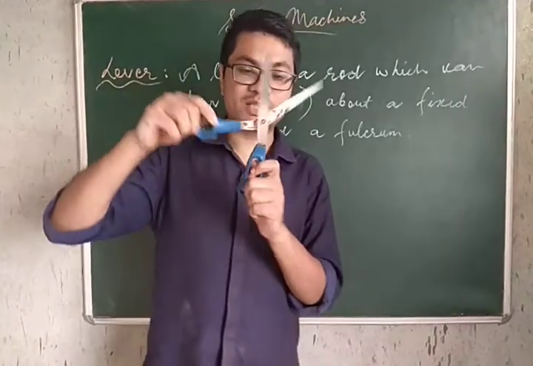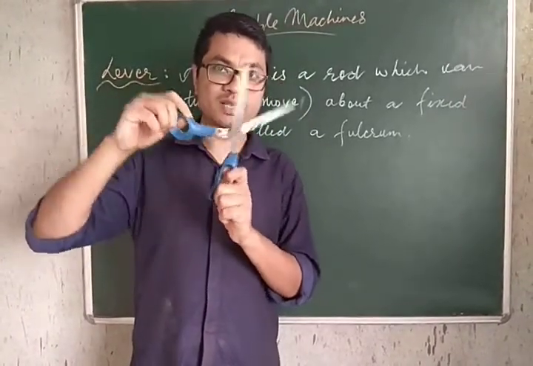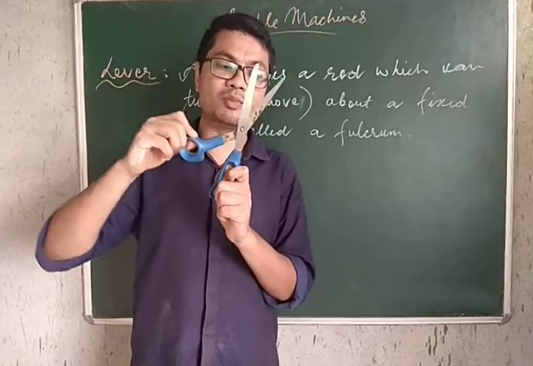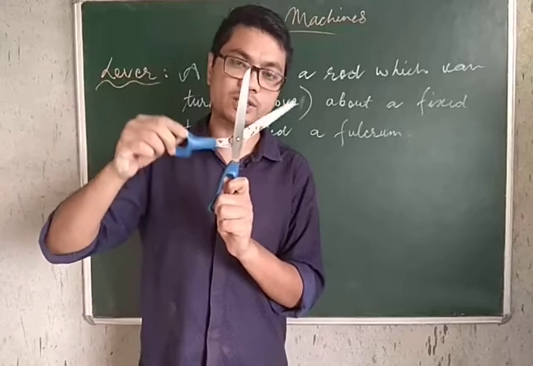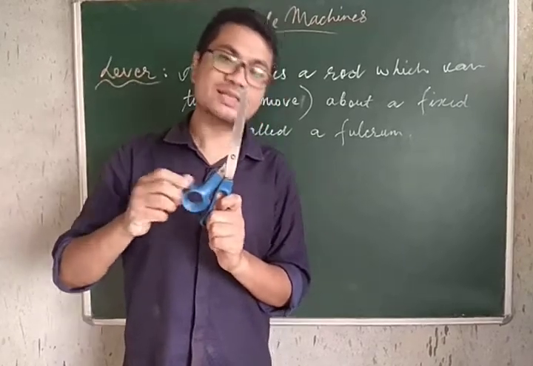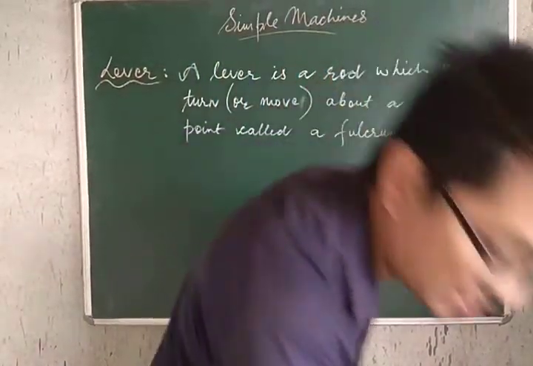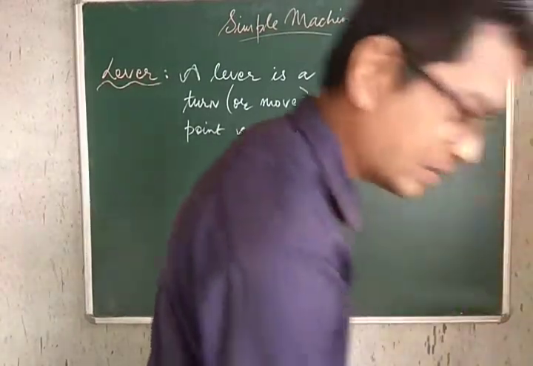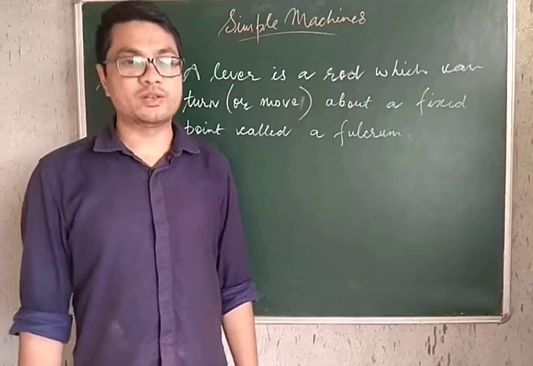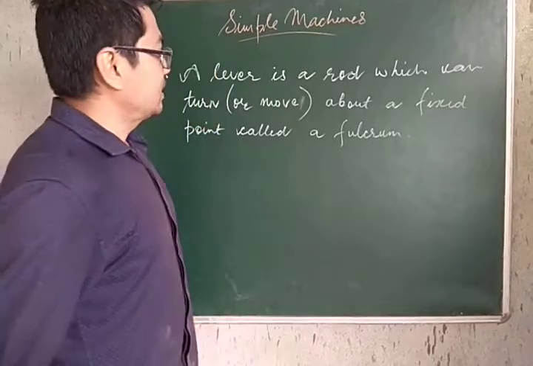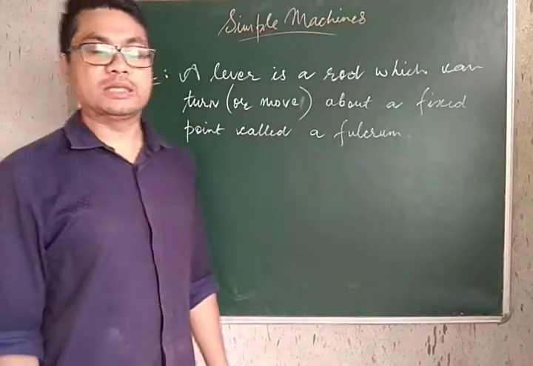Likewise, you have this pair of scissors. This pair of scissors can turn or move about this fixed point over here. So this point is the fulcrum, so to say. So all of these are levers, remember. This is what is called a lever. So this is how you define a lever.